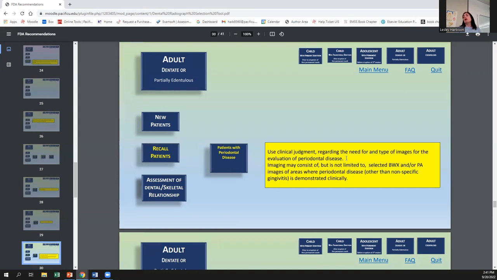Use clinical judgment regarding the need for and the type of images. So this is where it's not going to spell it out for you, but you may need vertical bite wings with this patient, right? So imaging may consist, but is not limited to, selected bite wings and or PA images of the area where periodontal disease or other nonspecific gingivitis is demonstrated clinically. And I think it would have been nice to remind the clinician that vertical bite wings might be necessary here, but they didn't. But it's just kind of a cool tool. If it's in the PowerPoint, it doesn't show all the slides on the side. I don't know how to, anyways, it's cool. I like it.